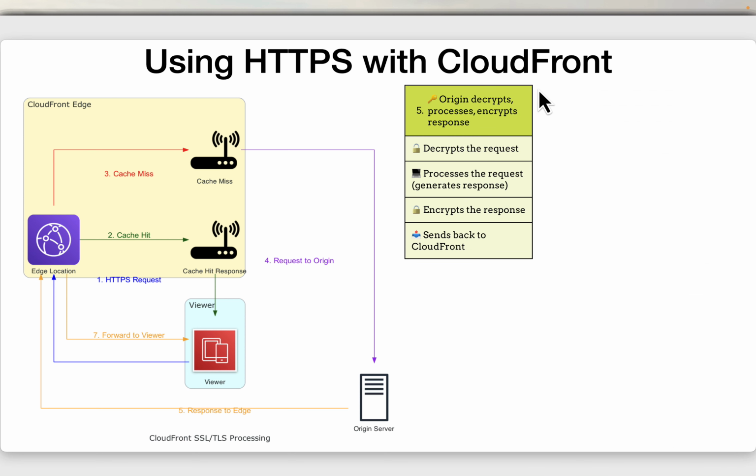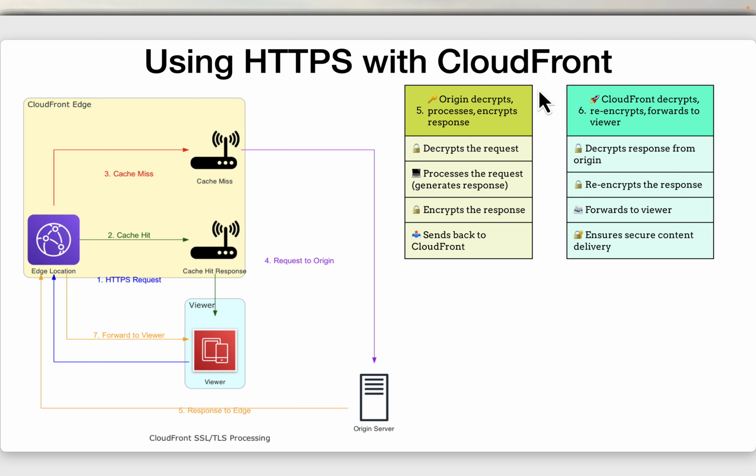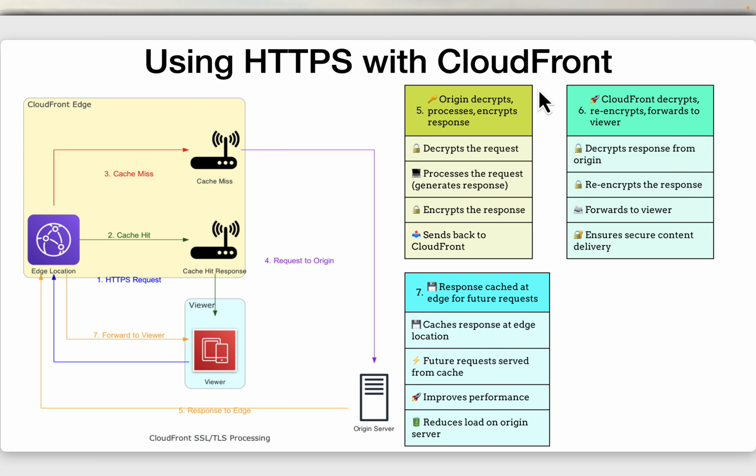The origin server decrypts the request, processes it, generates a response, encrypts the response, and sends it back to CloudFront. Upon receiving the encrypted response from the origin, CloudFront decrypts it, re-encrypts it, and forwards the response to the viewer. This ensures that the content remains secure throughout the entire delivery process. In addition to forwarding the response to the viewer, CloudFront also caches the response at the edge location. This allows future requests for the same content to be served directly from the cache, improving performance and reducing the load on the origin server.